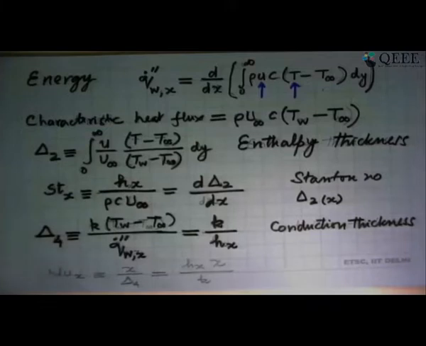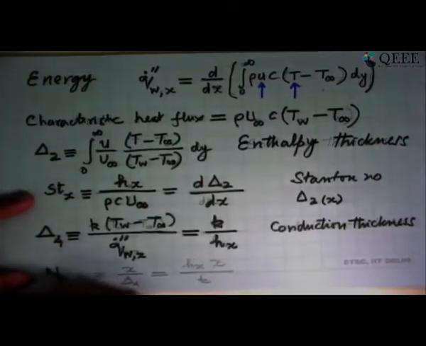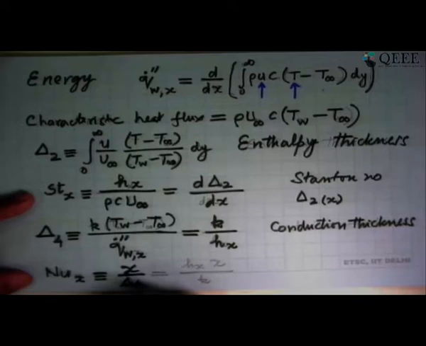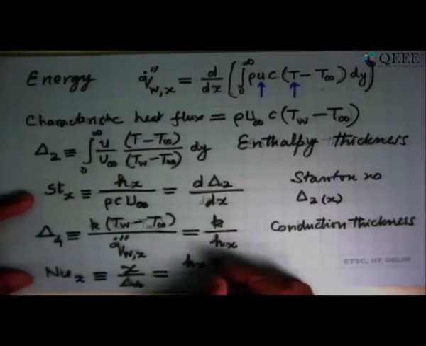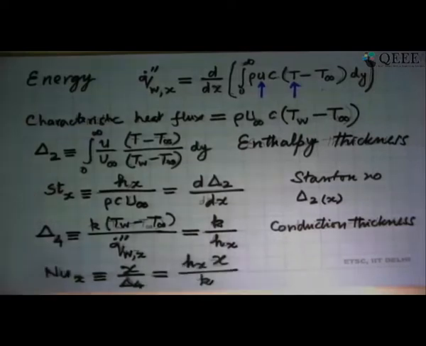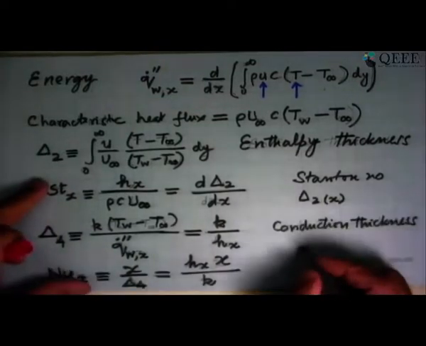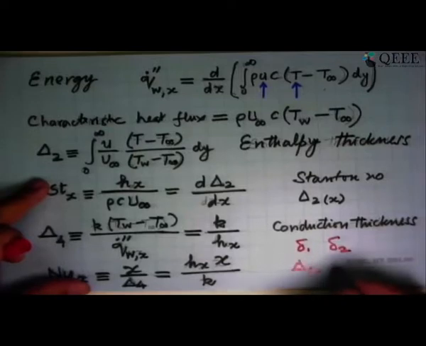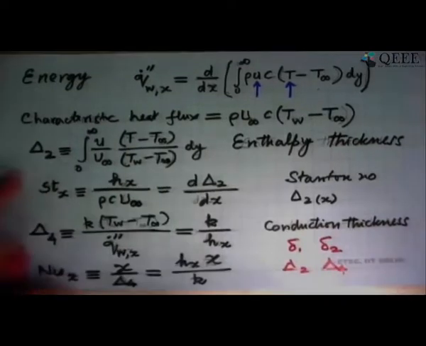So we have, and we'll work a little bit more with this, another very nice, elegant little expression: Nusselt number is x by delta 4, which we have already defined earlier as hx times x upon k. So here we have four things that we have now come up with from an integral analysis: delta 1, delta 2, delta 3, and delta 4.